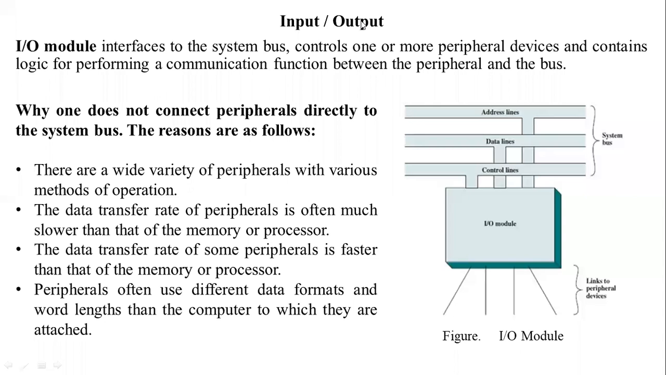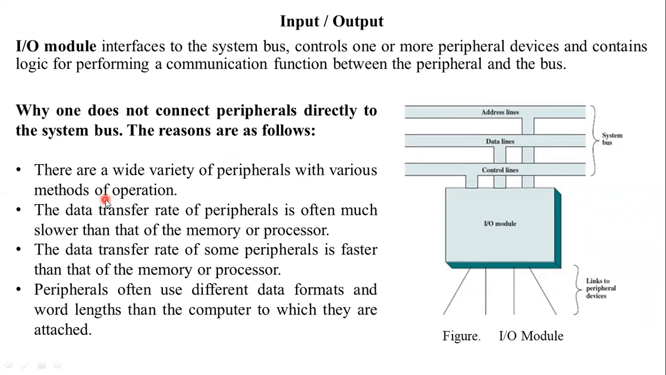I will show you with this spotlight feature. These are some input devices, or some peripherals, which are being connected through the IO module to the system bus. You can ask why we are not connecting these peripheral devices to the system bus directly. The answer is here. There is a wide variety of peripherals with various methods of operation. Many types of peripherals are there.